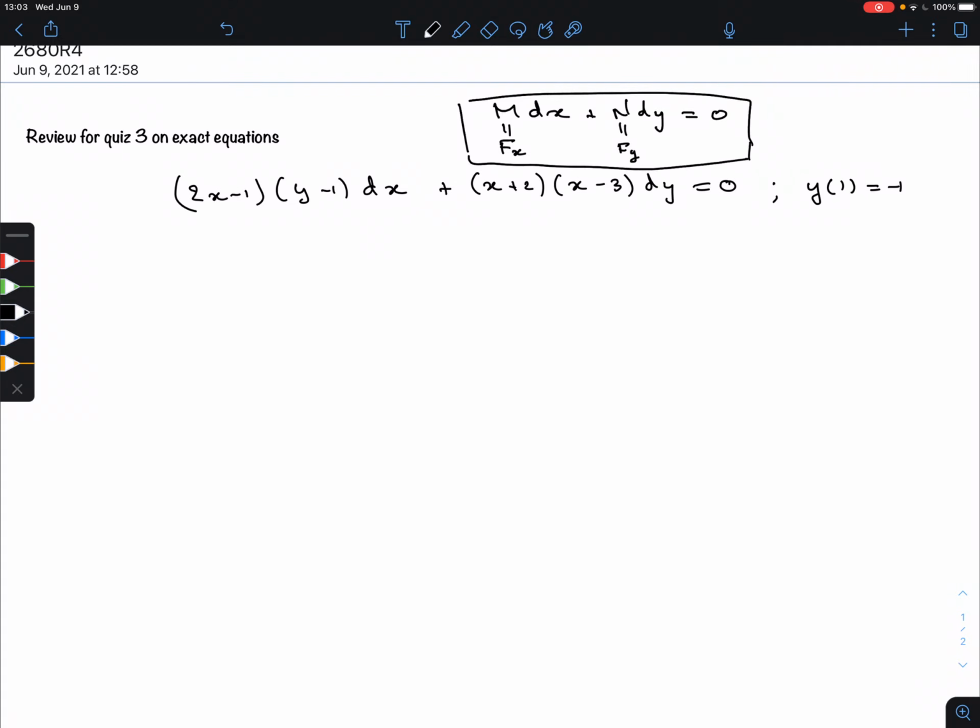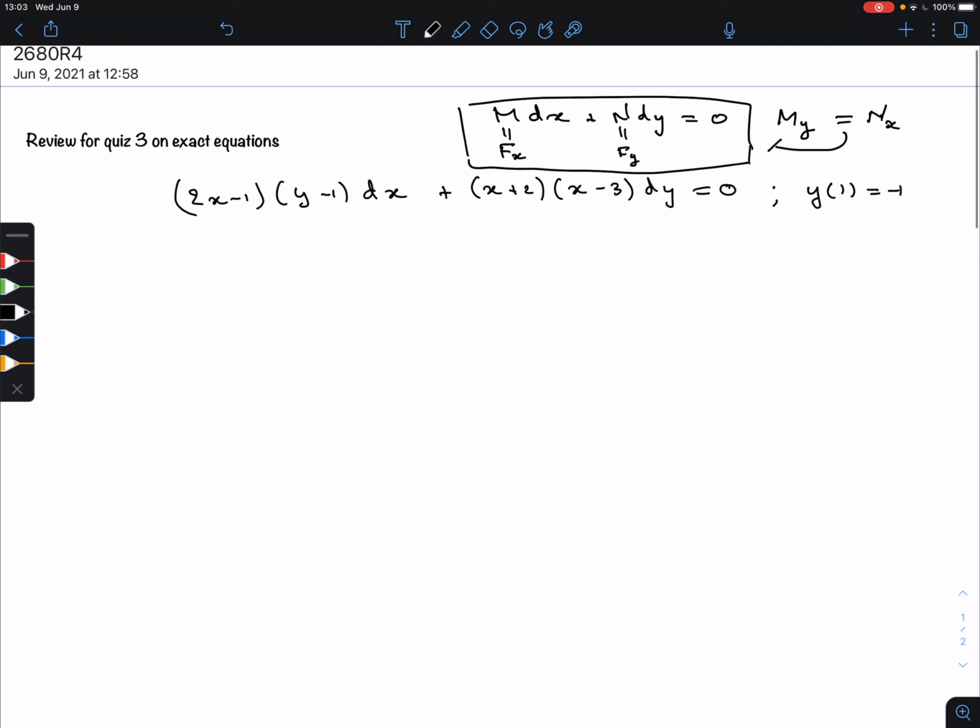And how do we know that it is exact? That is, if we take the derivative of M, let me use the notation. If I take the partial derivative, remember these are partial derivatives, right? If I take the partial derivative of M with respect to the other variable, that should be the same as taking the partial derivative of N with x. So this means that it is exact. It means that there is such an f that satisfies this thing.